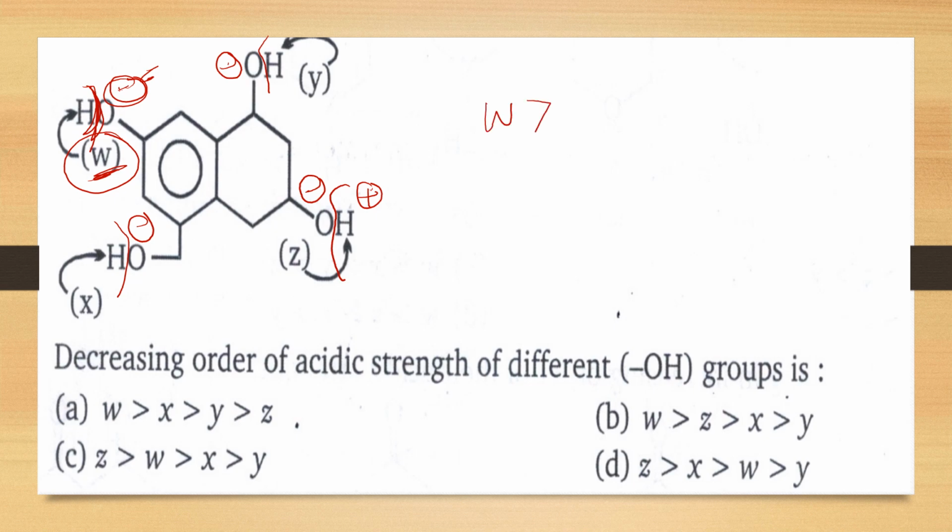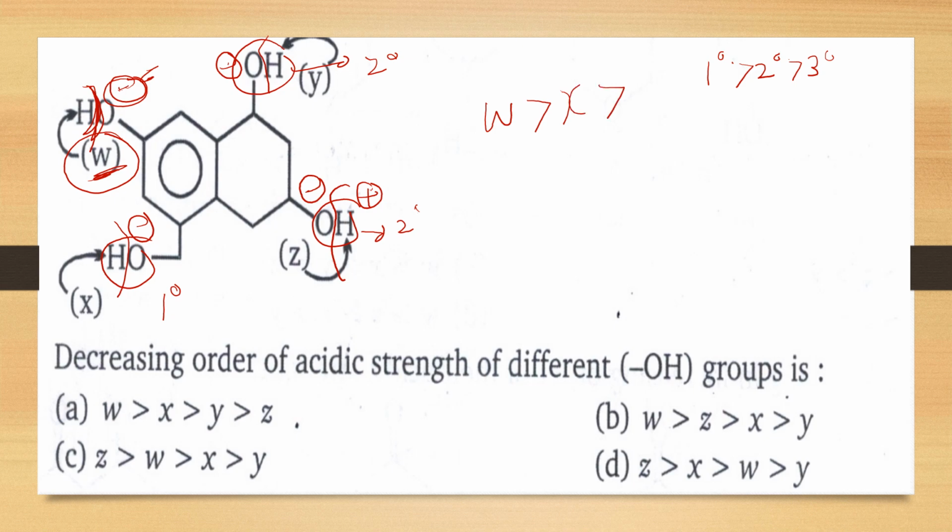After that there is 1 degree OH and 2 degree OH. Again that is 2 degree OH. We all know the acidic strength of alcohol groups is in the order 1 degree, 2 degree and 3 degree. We can say 1 degree OH is more acidic than 2 degree, then 3 degree is less acidic. So after W, the 1 degree OH is X.